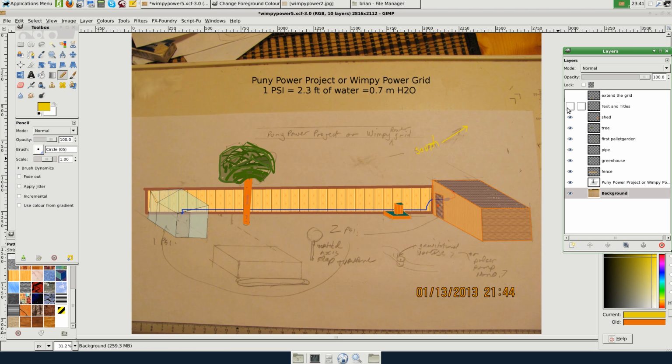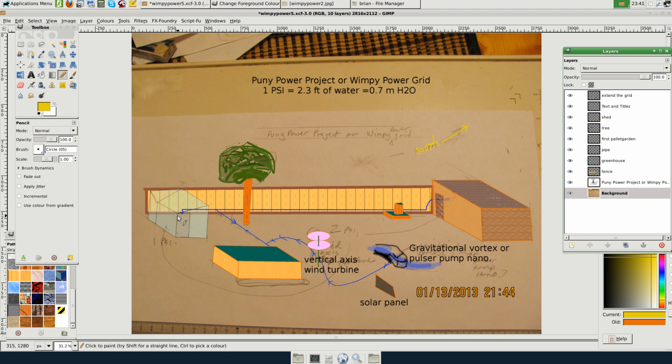Let's see, what do I want to show you next? Extend the grid. So the alternative to doing this was to put electrical cable up here and have the little bubble pump up close to the greenhouse. But the electrical cable cost about twice as much, even though it was only half the distance. So I ended up doing something different, and I just pumped the air up instead.